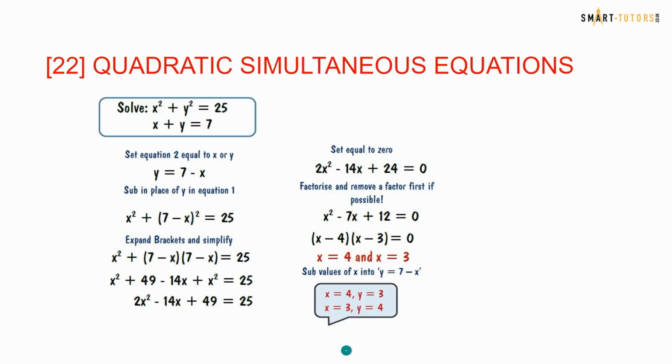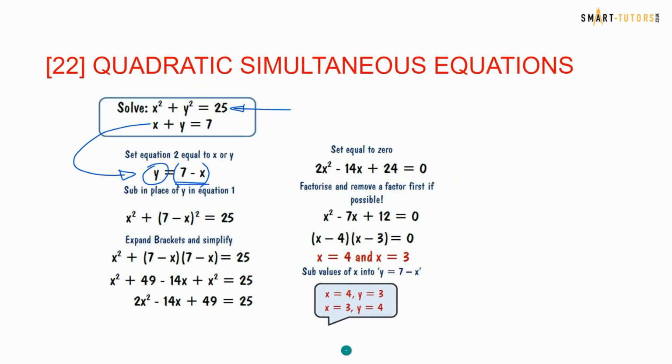Topic 22, quadratic simultaneous equations, which means that out of the simultaneous equations, one equation is going to be the quadratic one and the other one is the linear one. To do this, make one letter of the linear equation the subject. Here in this method, I'm doing y equals, bringing the x to the other side, 7 minus x. The idea is that I'm eliminating the y and replacing it with 7 minus x. If you look at the first equation, x squared plus, instead of y squared, I'm replacing with 7 minus x, the whole thing squared, equals 25.